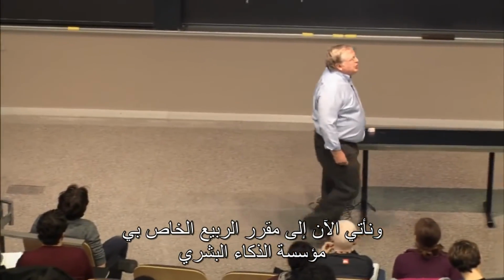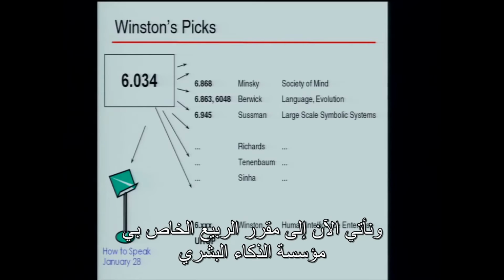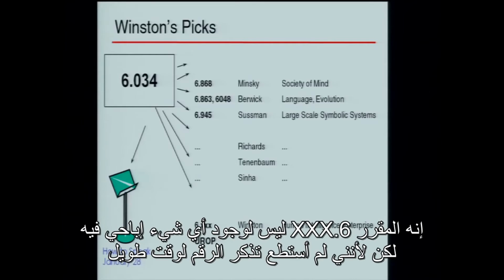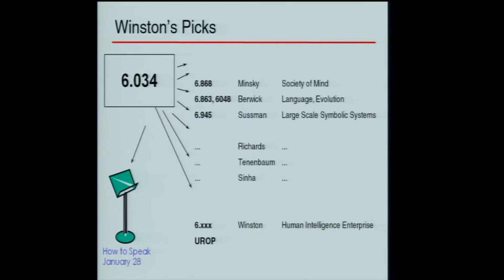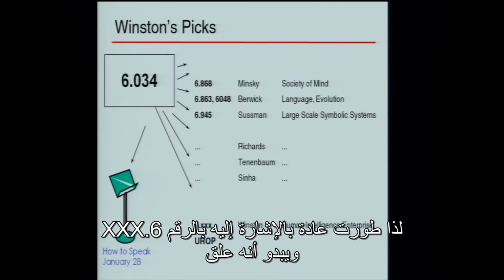And now we come to my spring course, the Human Intelligence Enterprise. It's 6XXX, not because there's anything pornographic about it, but because for a long time I couldn't remember its number. So I developed the habit of referring to it as 6XXX, and it seems to have stuck.